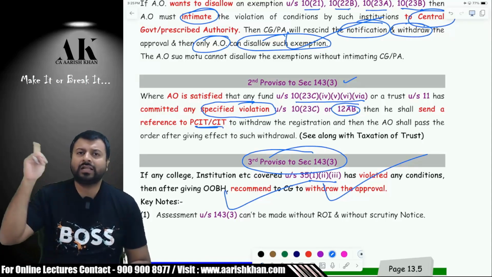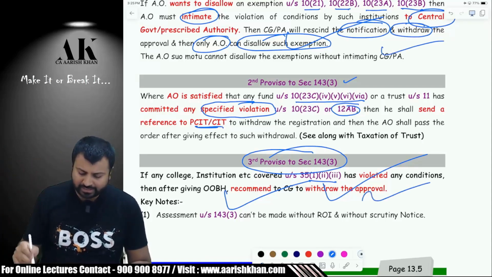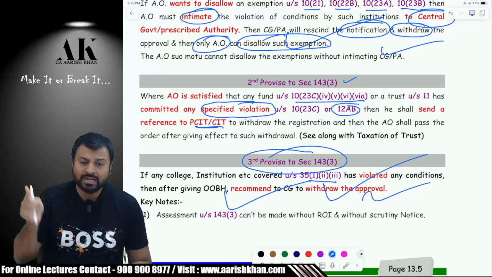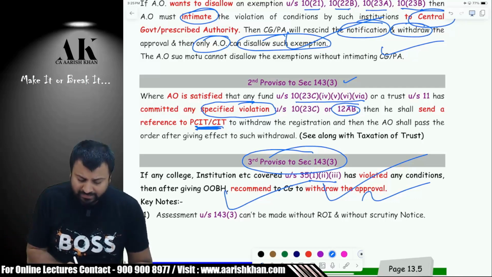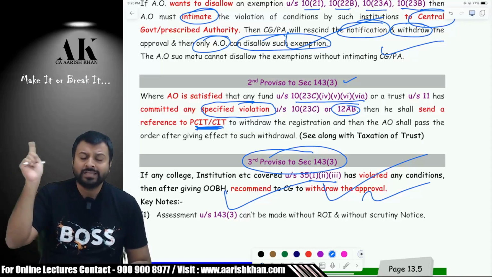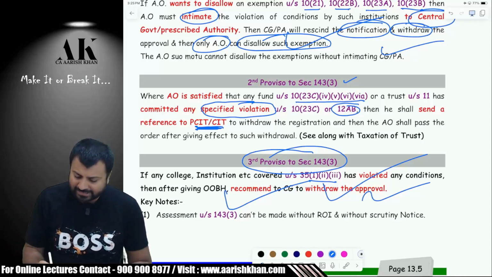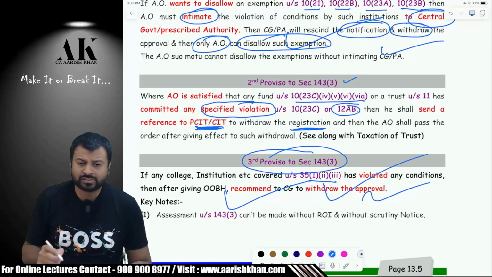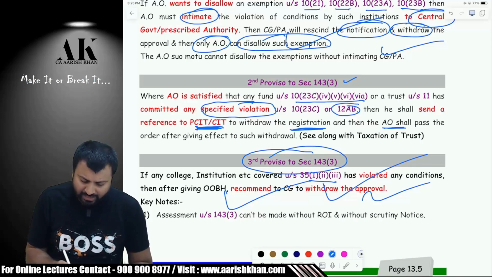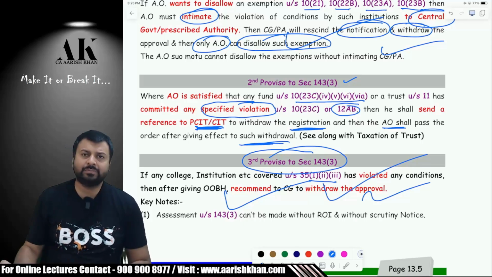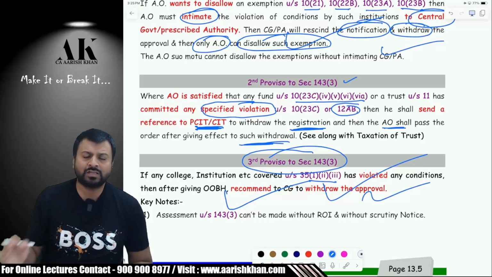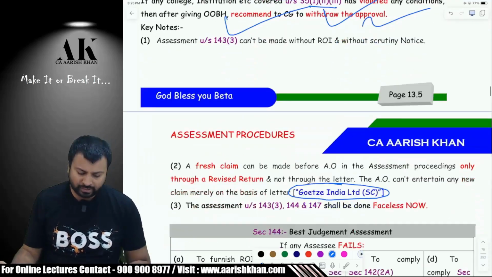Now the AO will not tell the central government. In the first and the third case, the AO will intimate the central government. But in the second case, the AO will intimate the income tax department's higher authority, that is the principal CIT and CIT. Then the CIT or principal CIT will withdraw the registration, and then the AO will pass an order disallowing the exemption under 10(23C) or the registration under 12AB. I hope it is clear to all of you.